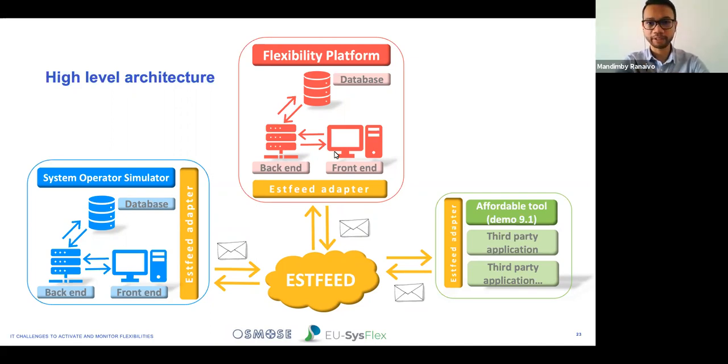cross-border exchange, because the flexibility platform and the system operator simulator were developed by ACA, located in France. The affordable tool was developed by Enoco, located in Norway, and the STFeed parts are from Estonia. So here we have a cross-border exchange between all the systems.